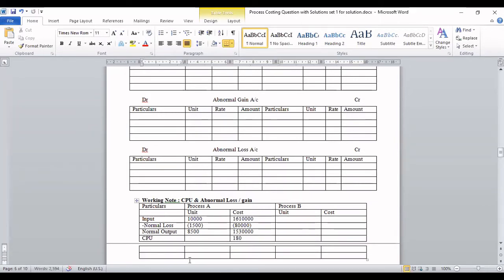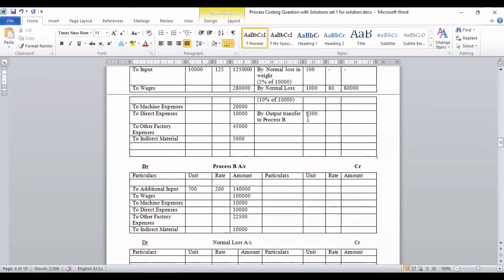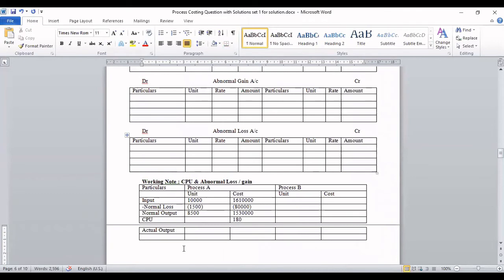Okay, now we'll do some further analysis. In that, what you do, we compare normal output with the actual output. So now tell me, what is the actual output given in process A? Come on, be quick. It is 8,300. See, in the question we have already recorded it. It is 8,300, which is your actual output. Everyone agree with me? Yes or no?